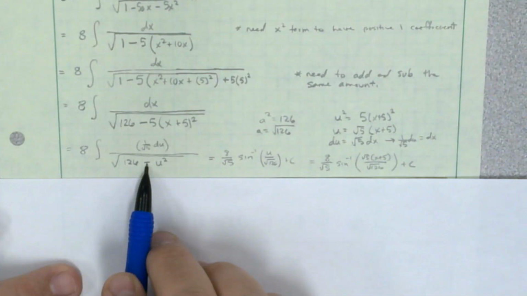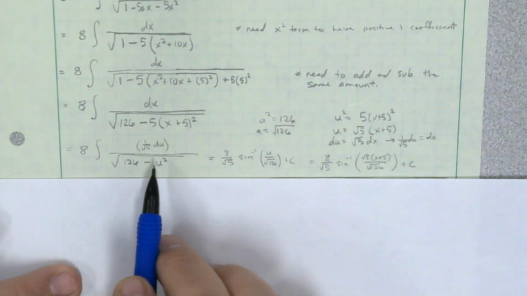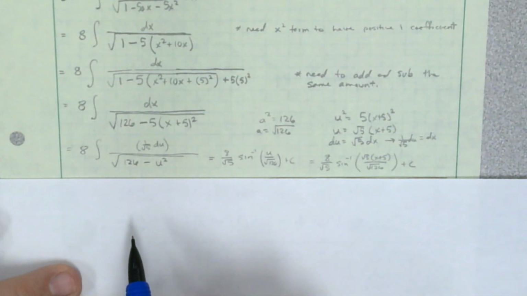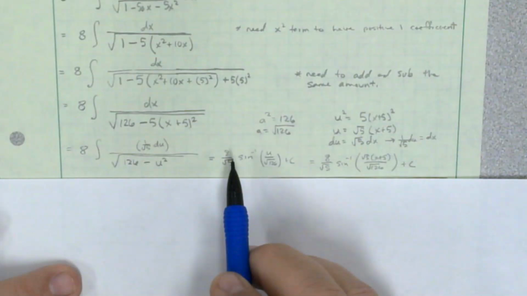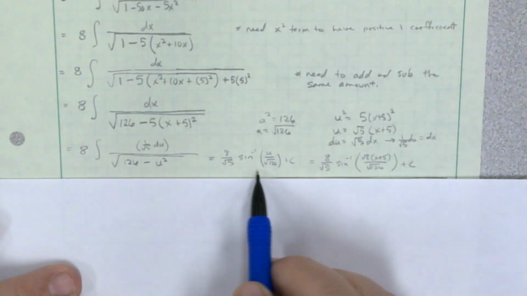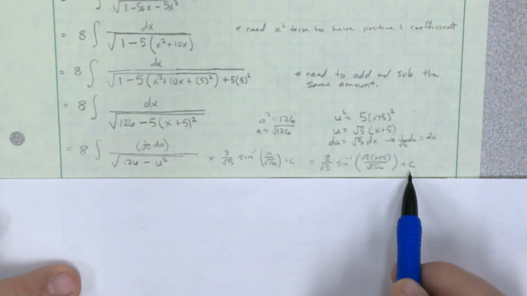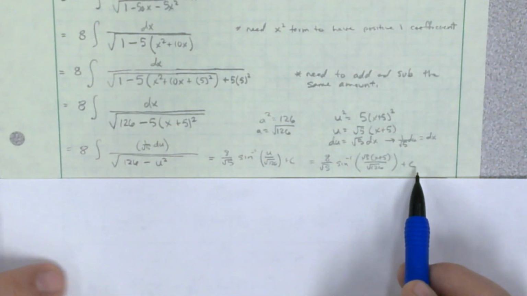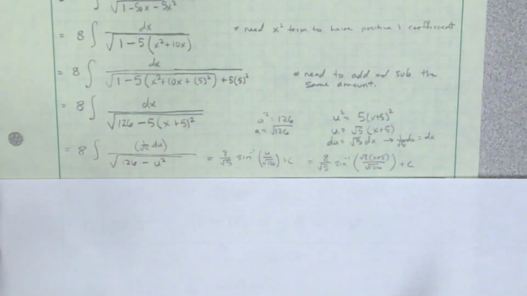And so that's what I did over here. And then recognizing this as the inverse sine function again, plugging things in using the rule, I have that right there, which gives me my final answer over here. Make sure you put back your x's. So that's the technique right there.